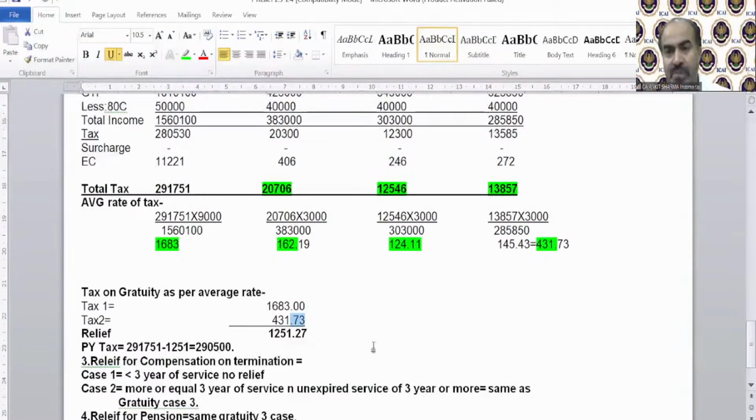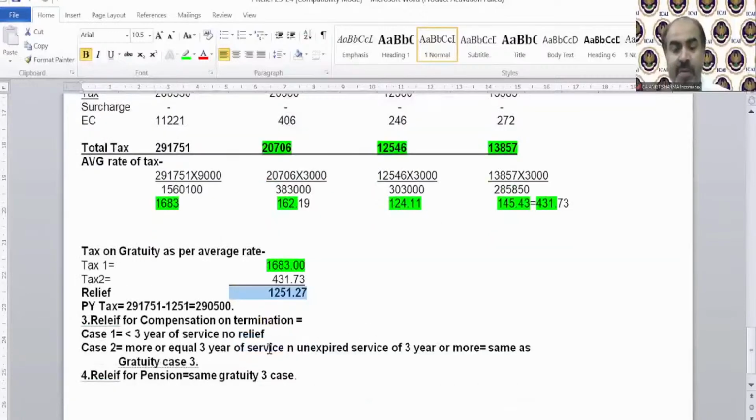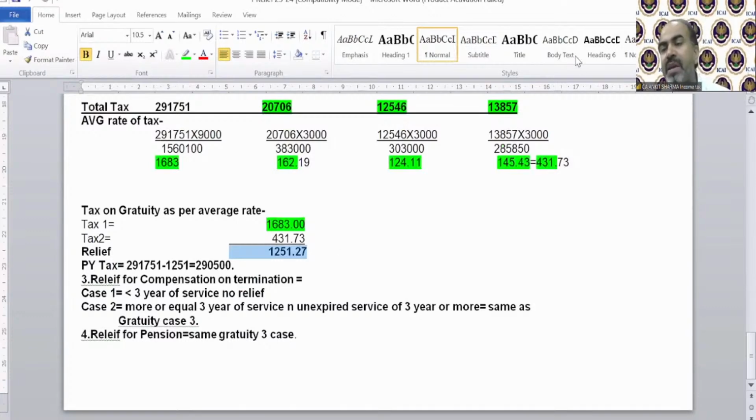So total, we just need to pay 431 rupees, 145 to 144 and 162. And due to we are taxable the whole amount 9,000 in current year, we need to pay 1683 rupees. So excess is 1251. That will be treated as your relief. That will be out of your current year tax liability. If there is compensation on termination, etc., then the same provision will be applicable. So that was the case of relief provision we just discussed.